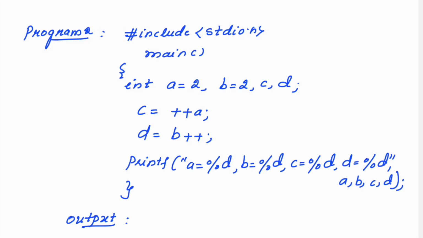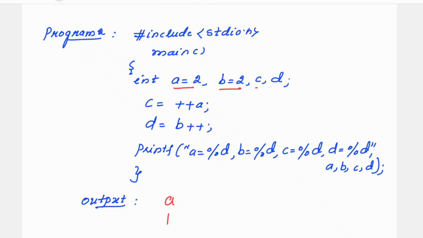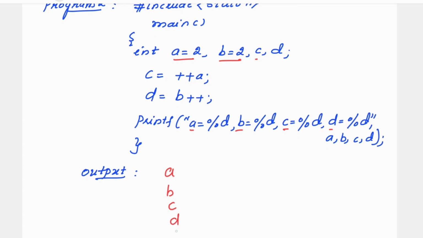One more program I am writing to make you understand. Here we are using 4 variables A, B, C, D, but we have initialized A equal to 2 and B equal to 2. Then we are performing the operations ++a and b++. Finally we want to print the value of A. Look here, A, B, C and D. We want to see what different values these variables hold.